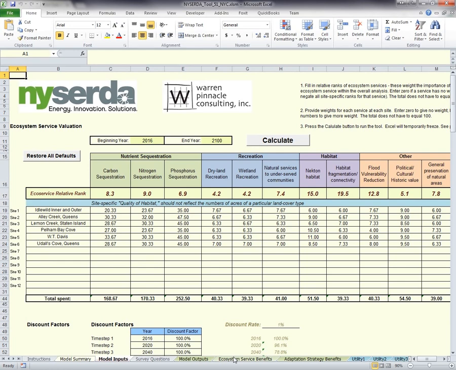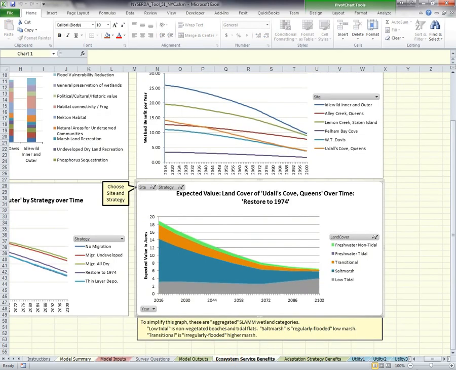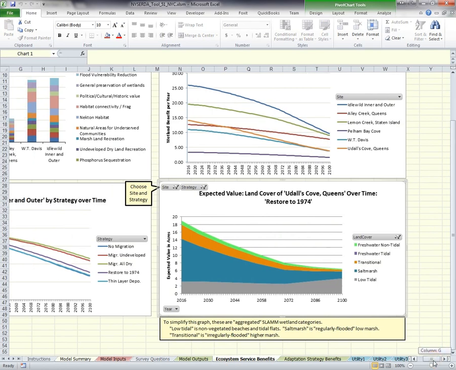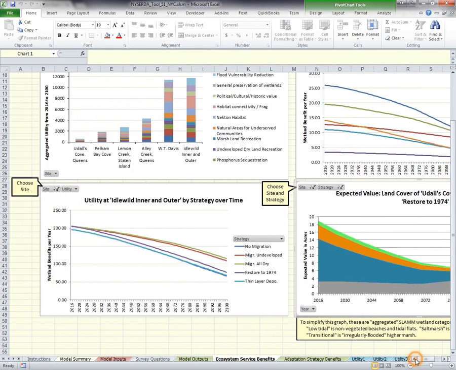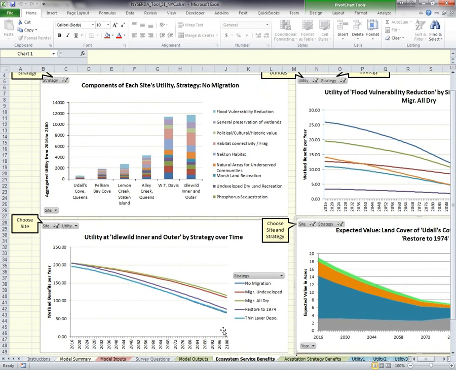So let's look at the ecosystem service benefits. And you can see that results are a little bit different in terms of the expected value. You have a lot more marsh loss that is predicted, and the utilities fall down a little bit more heavily. Another interesting point here is that Udall's Cove used to have quite a bit of flood vulnerability reduction because it's one of the highest marsh loss areas. It now does not have a whole lot of benefits with regards to that, but Idlewild actually now has the highest flood vulnerability reduction or wave attenuation.